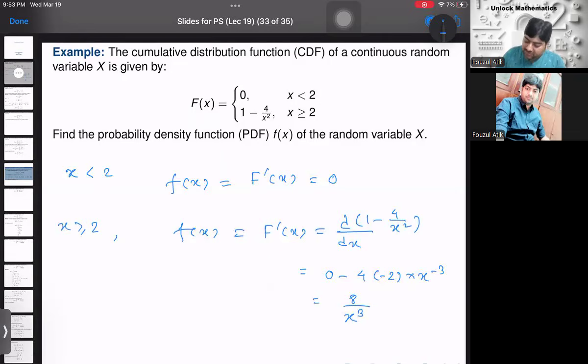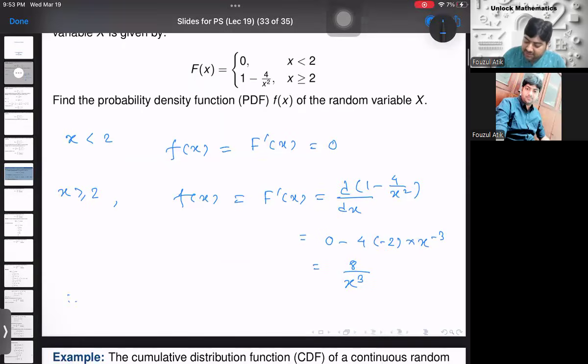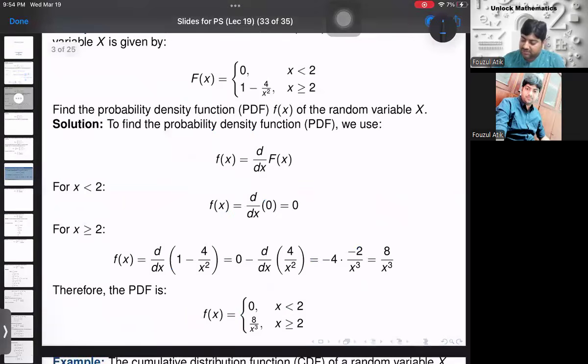And therefore the probability density function is a piecewise defined function: 8 by x cubed whenever x is greater than or equal to 2, and equal to 0 otherwise. So this is the probability density function. This is an example where a cumulative distribution function is given and you can easily find its probability density function. Okay, so let us move to the next problem.